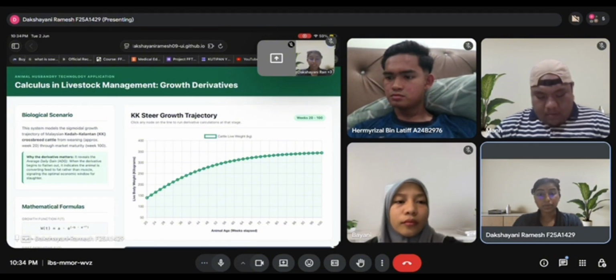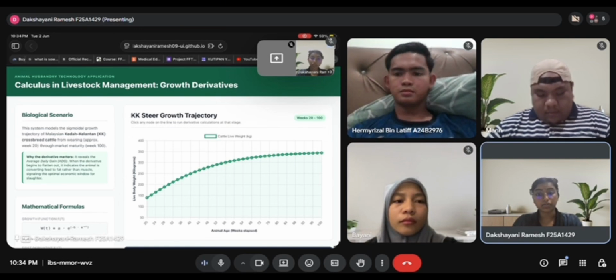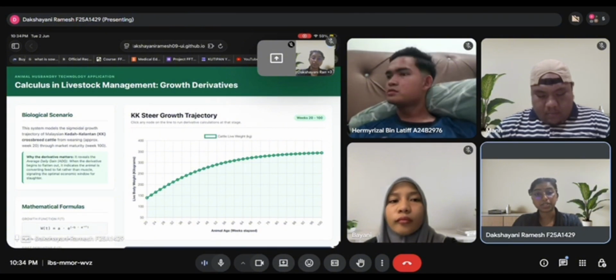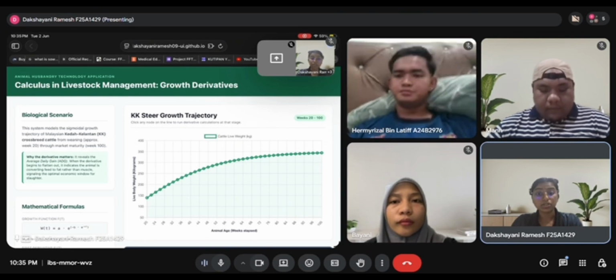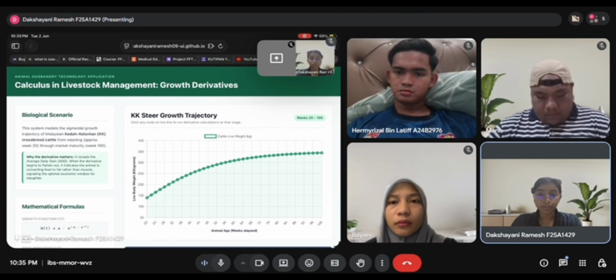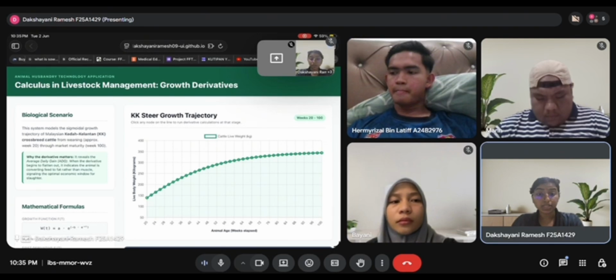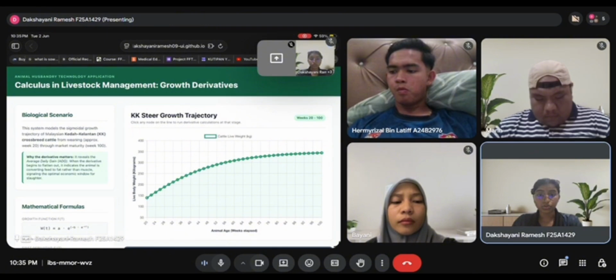The bioscience problem that I've selected is the growth trajectory of Malaysian Kedah Kelantan crossbreed cattle. In livestock production, farmers need to know how animals grow over time so they can determine the most suitable feeding strategy and the best time for marketing and slaughtering. However, simply knowing the weight of an animal is not enough. Farmers also need to know how fast the animal is growing at different stages of its life.